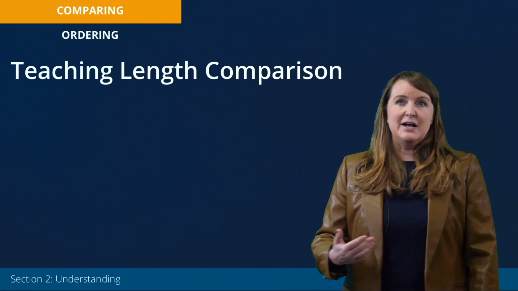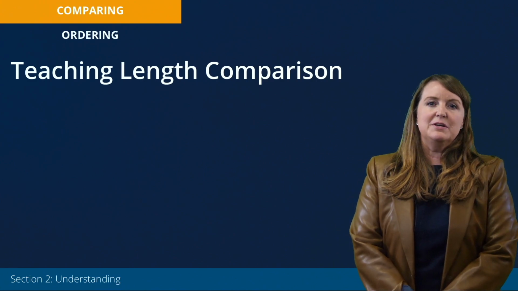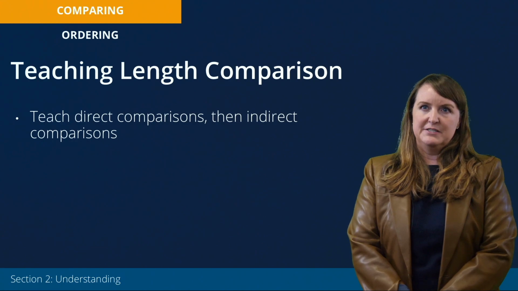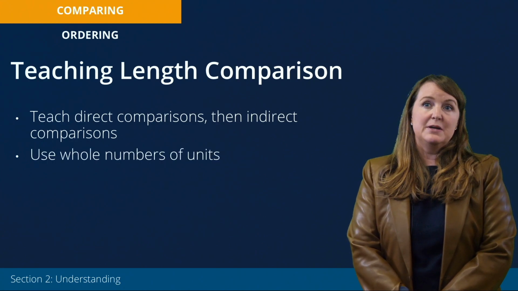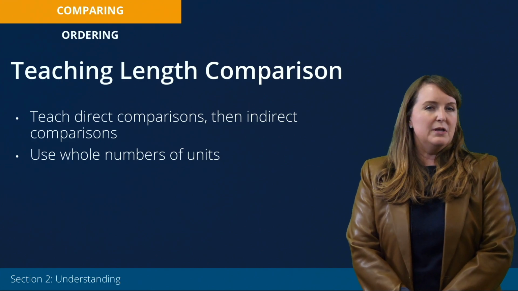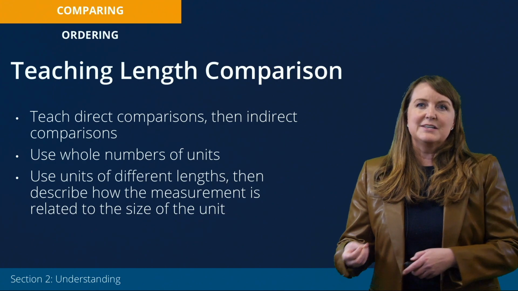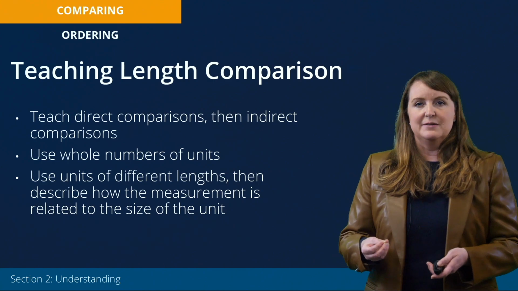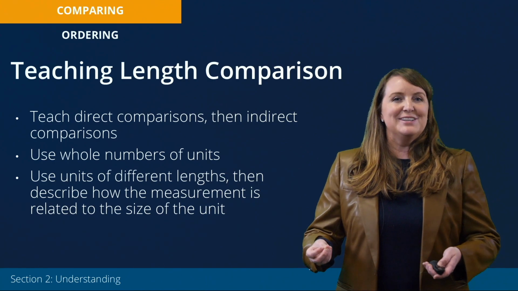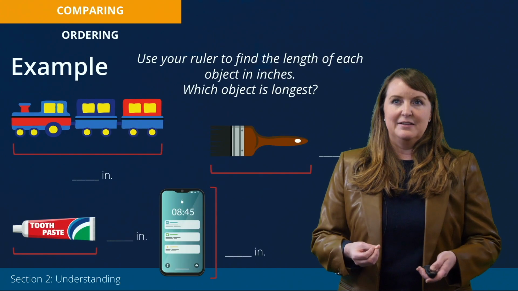Now let's first think about comparing. When we are asking students to compare, we're first going to think about teaching length comparison. So here we will do some direct comparisons and then maybe later some indirect comparisons. We'll do a lot with whole numbers of units, and then we can use units of different lengths and then describe how that measurement is related to the size of the unit. Now that's a lot of information. Let's look at some pictures to help us think about this comparing of length.